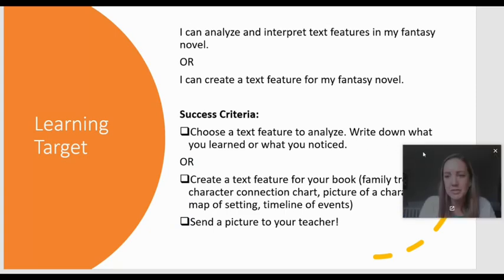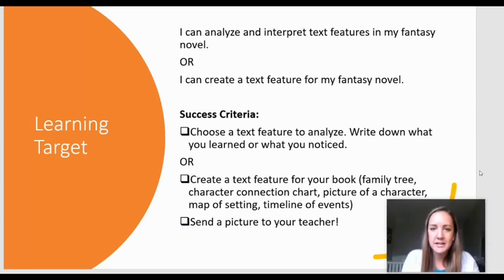So, just going over our learning target and success criteria again. I can analyze and interpret text features in my fantasy novel. So you can do that if your novel has text features, or if it doesn't, I can create a text feature for my fantasy novel. And so here's your success criteria: choose a text feature to analyze, write down what you learned or what you noticed. Or you can create a text feature for your book, which could be like a family tree, character connection chart, picture of a character, map of setting, timeline of events, and then finally send a picture to your teacher. We would love to see these text features that you're thinking about or that you're creating.